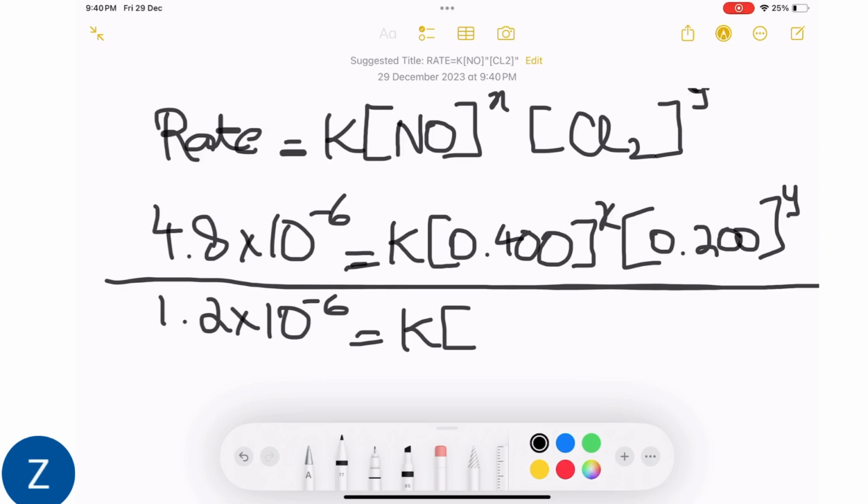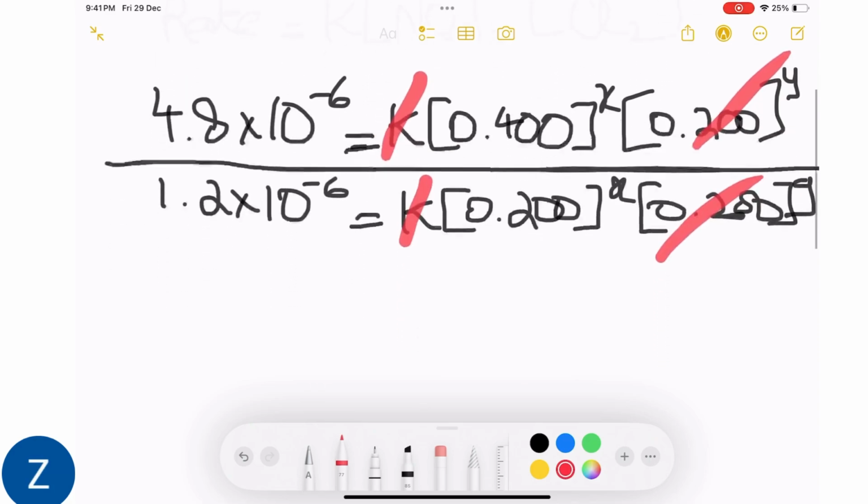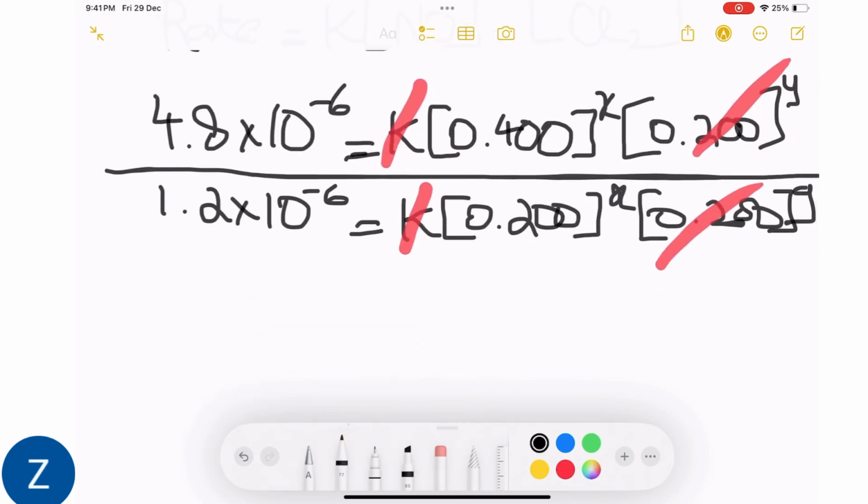I don't have a scientific calculator, so I just divided the mantissa, 4.8 divided by 1.2, and both the powers get canceled out. So I get a 4 for that part of the equation. And then when I divide 0.400 by 0.200, I get a 2, and it has an exponent of x. So I know that my x has a value of 2. This is how I figured it out for NO.